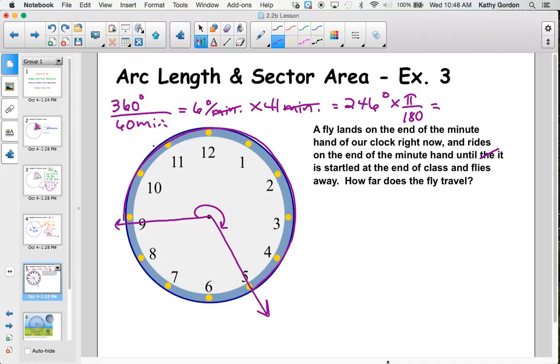Okay, so can I cancel? Divided by 2. Actually, I could probably divide by 6, right? That would get me back to this 41. And this would be 30, yeah? So 41 pi over 30 is going to be the radian equivalent of that angle. All right, so one piece of the puzzle down. 41 pi over 30.